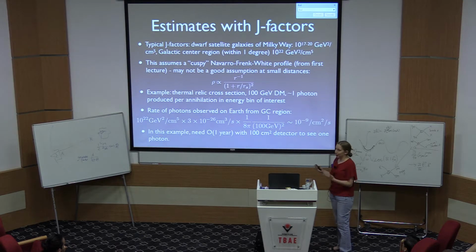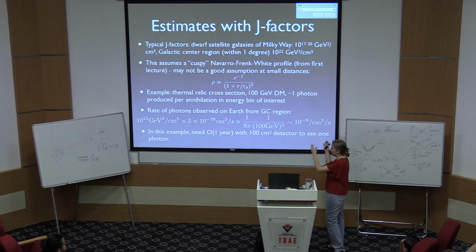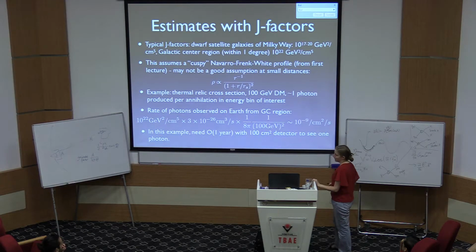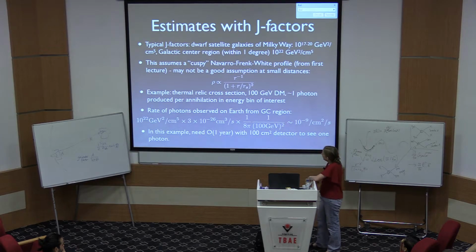So if we're comparing these numbers, you can see why we look at the galactic center region: we just expect it to be much brighter in terms of integrated dark matter density squared than any other objects in the galaxy. Dwarf satellite galaxies are nice because they're clumps of dark matter circling the Milky Way with pretty minimal baryonic content, so their backgrounds should be smaller, but as you see from this, their signal can also be quite a lot smaller.